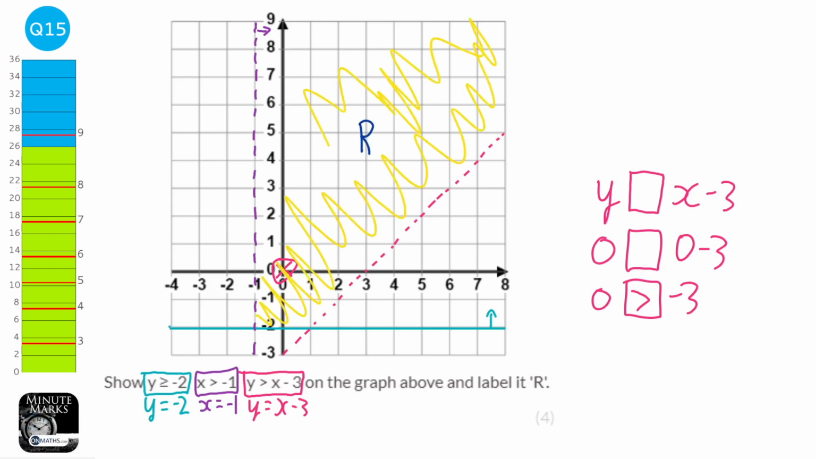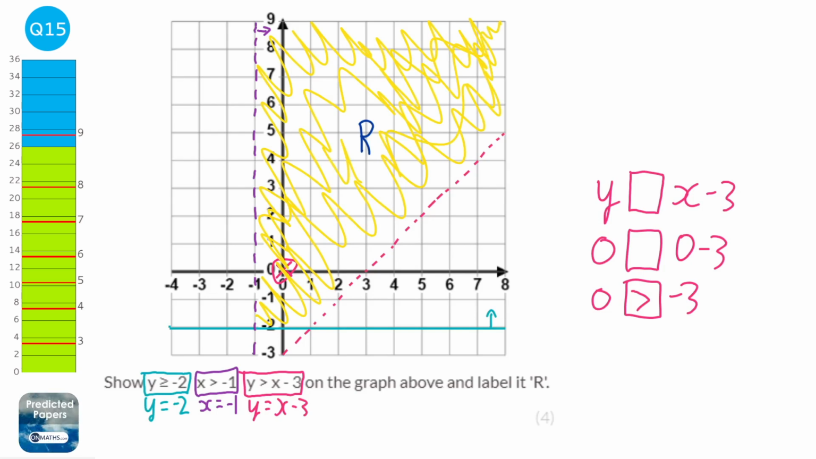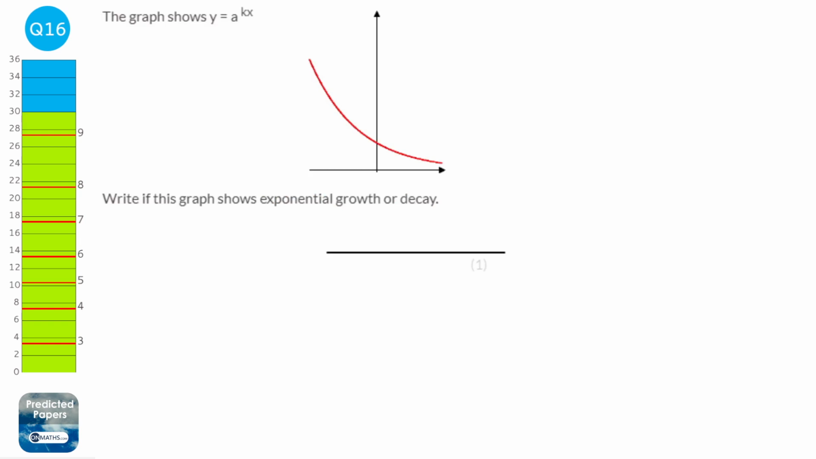Anywhere at all. And you're asked normally to mark it with an R. I'm kind of colouring it in just because your R can be anywhere within this region. It can actually be at 0, 0. Anywhere within the yellow region would give you the mark. An exponential growth would show an increase from left to right, but the graph we've got in front of us, or the sketch, is showing it decreasing, so it's going to be a decay.